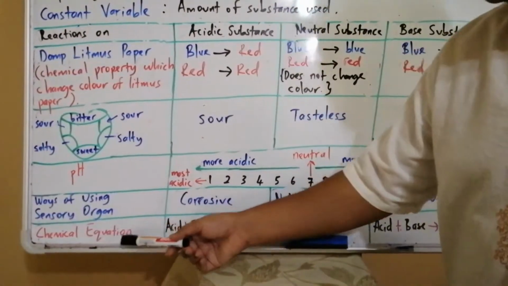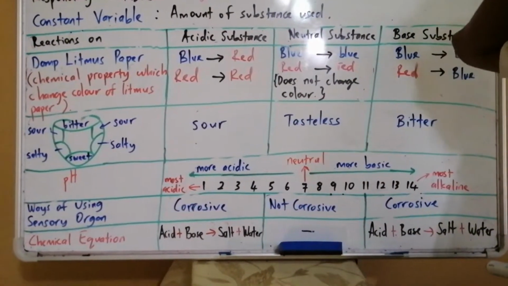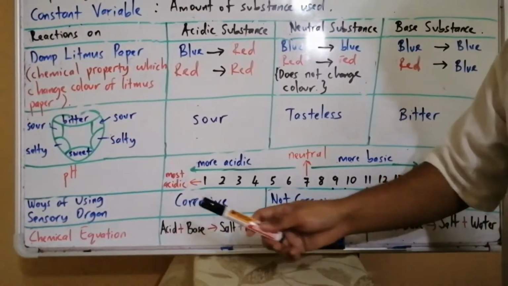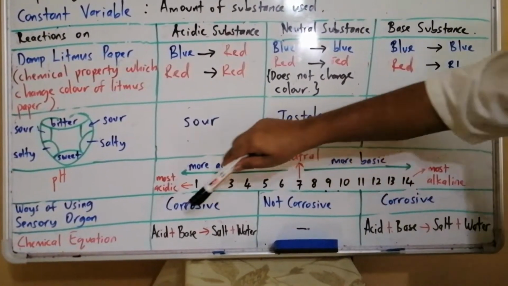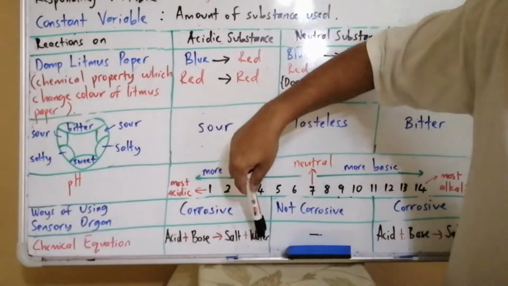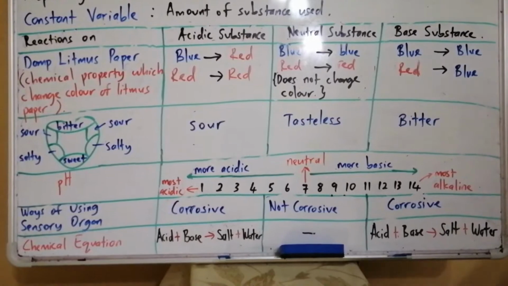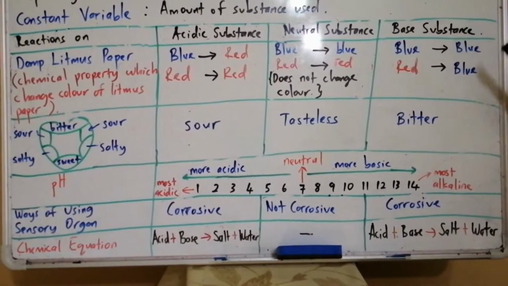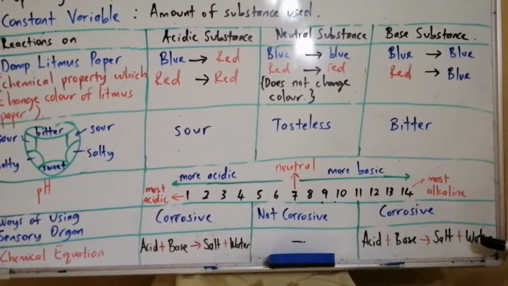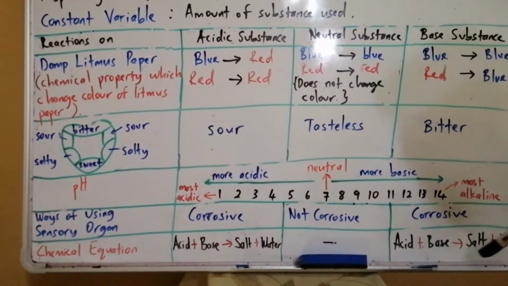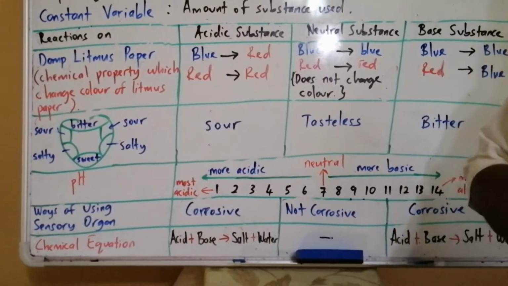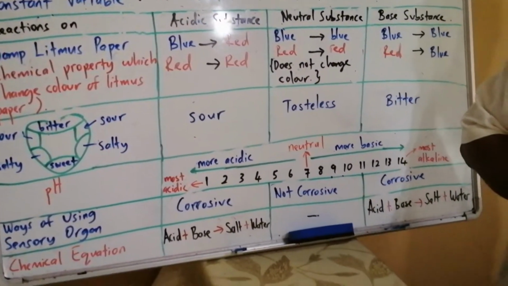And then, what is the chemical equation for the reaction of an acid? Let's say an acid reacts with a base, it will give you salt plus water. And this is actually a chemical equation. This is an equation for a neutralization reaction. Same goes to base: acid plus base, you get salt plus water. This is a neutralization reaction.